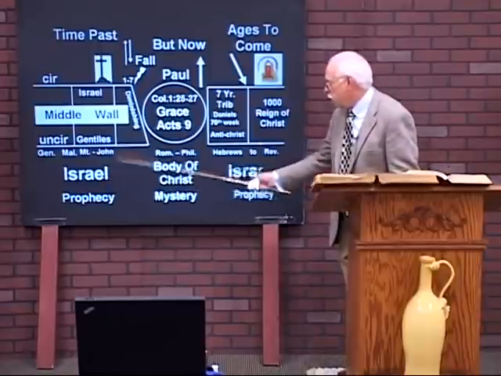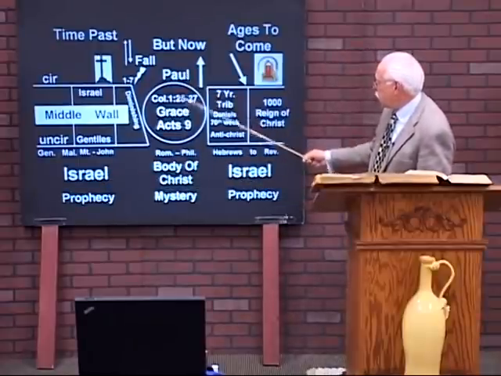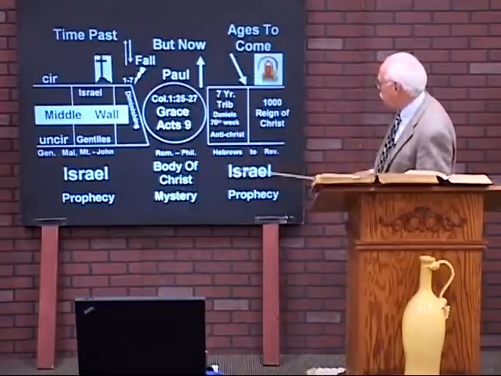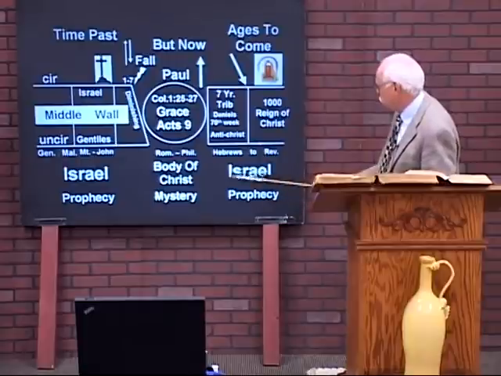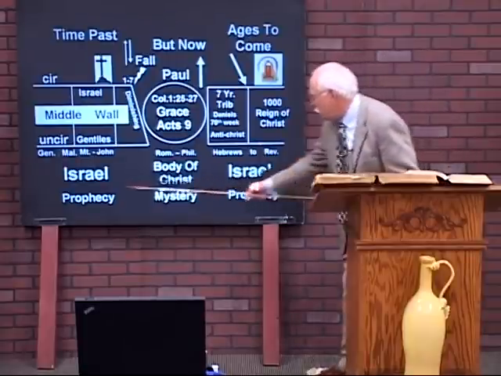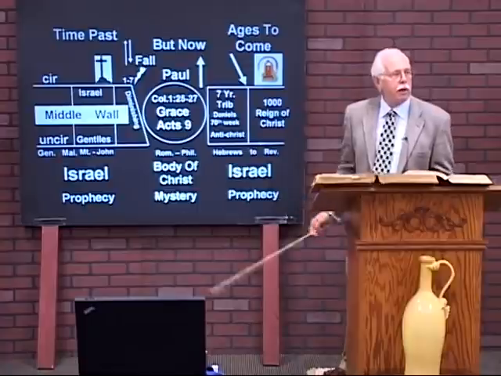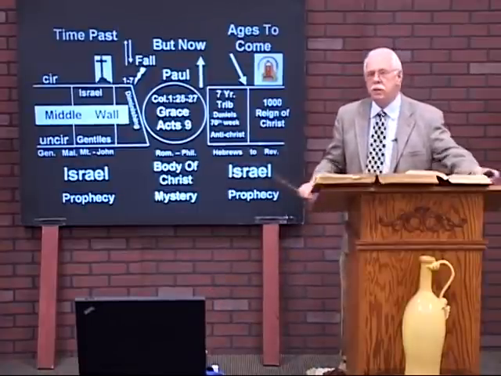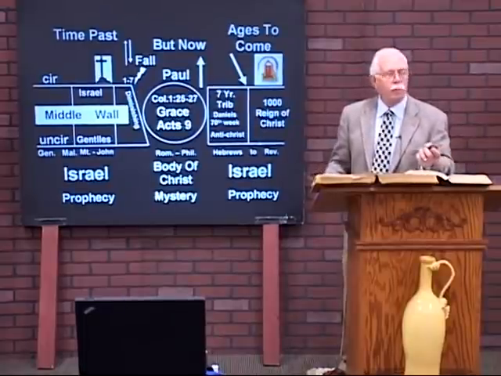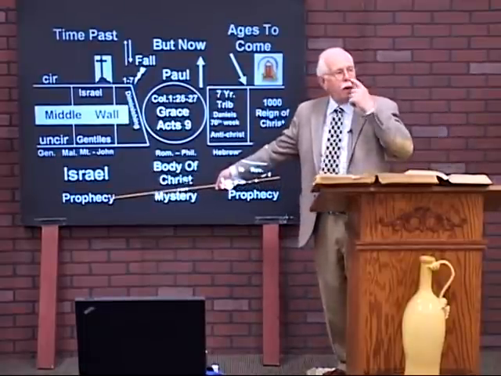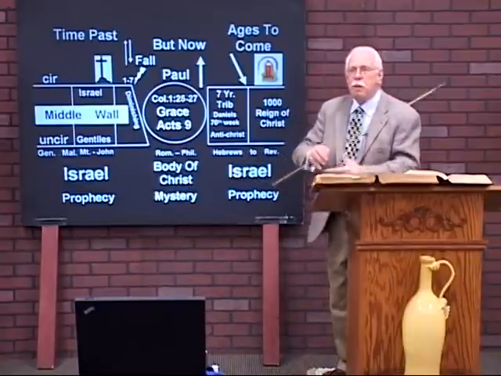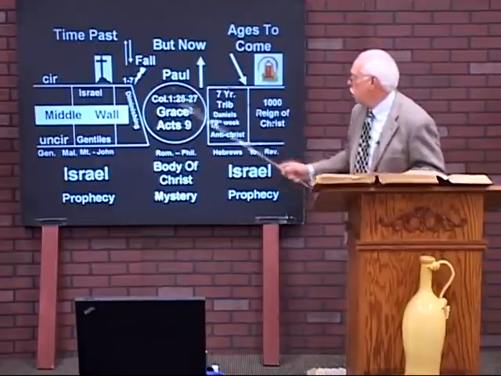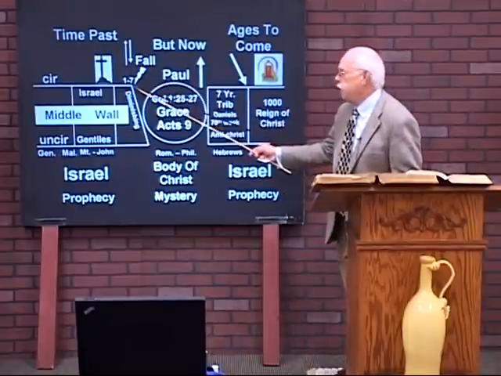Israel is the subject of prophecy. The body of Christ is the revelation of the mystery that was kept secret back here. The body of Christ leaves. God deals with Israel again, and this is the subject of prophecy again. And whenever you have prophecy, you never have the body of Christ, ever. They cannot coexist. They're like oil and water. Prophecy is like oil and water to the body of Christ. They can't be mixed.